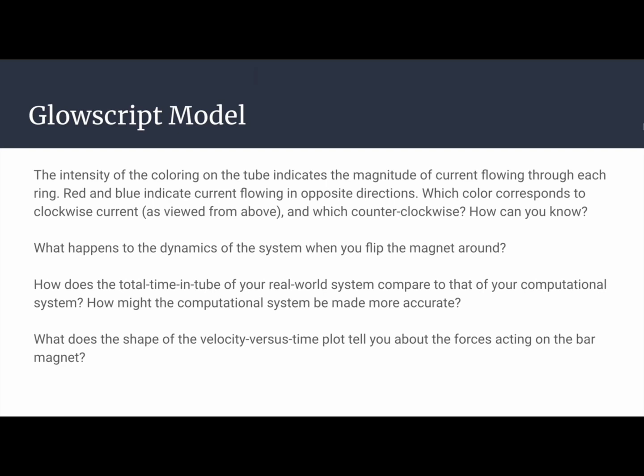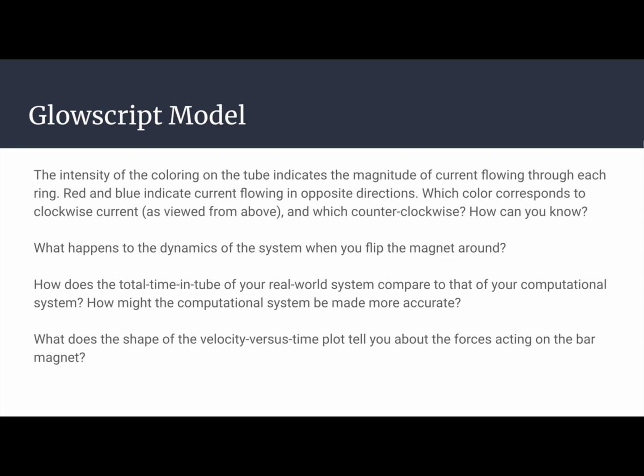How does the total time in the tube of your real-world system compare to that of the computational model? How might the computational system be made more accurate? They were both relatively close when I used the second mu value of 4.5. It could be made more accurate by either splitting the tube into more rings or by reevaluating the magnetic dipole moment of the magnet and finding it again through experimental means in a more accurate manner.